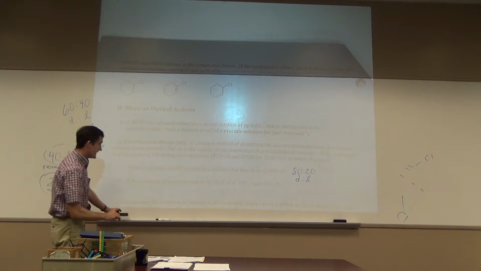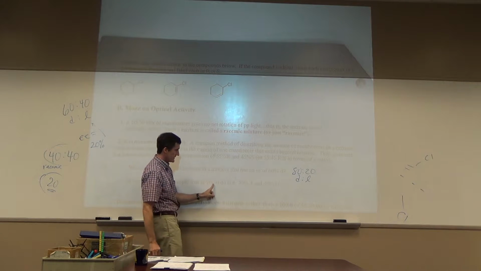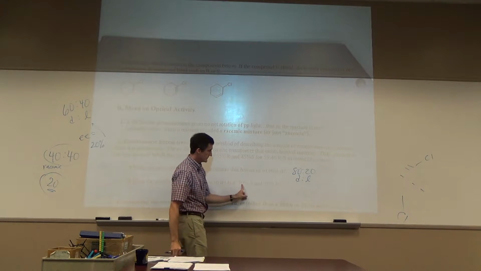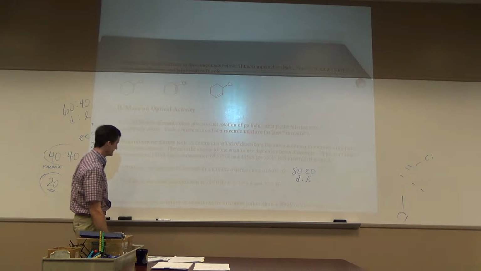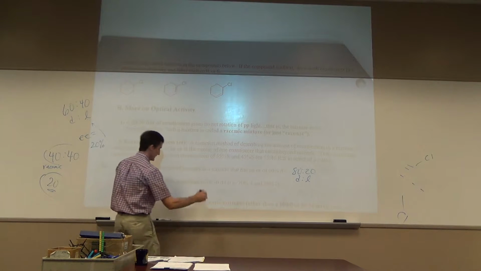What is the EE of a sample that is 70-30 DL? That is 70% one, 30% the other. What's the EE? 40%. Yeah, it's 40%.